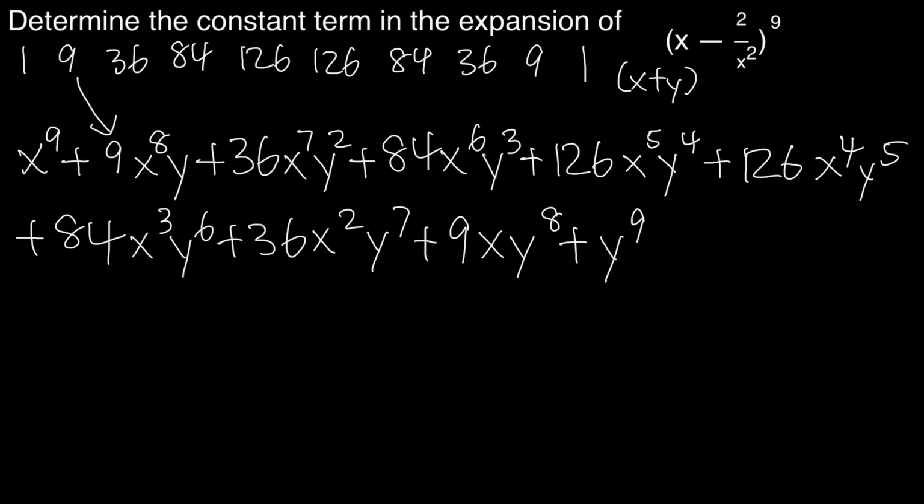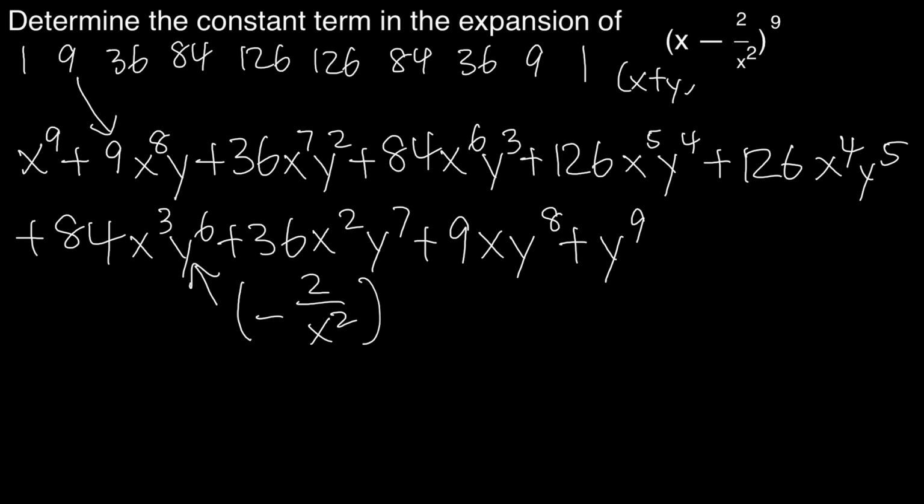So this is the basic expansion to the 9th power for the binomial x plus y, but we are not expanding x plus y. We're expanding x minus 2 over x squared. So we're, of course, going to replace the y in all of these terms with the term we actually have, which is negative 2 over x squared.